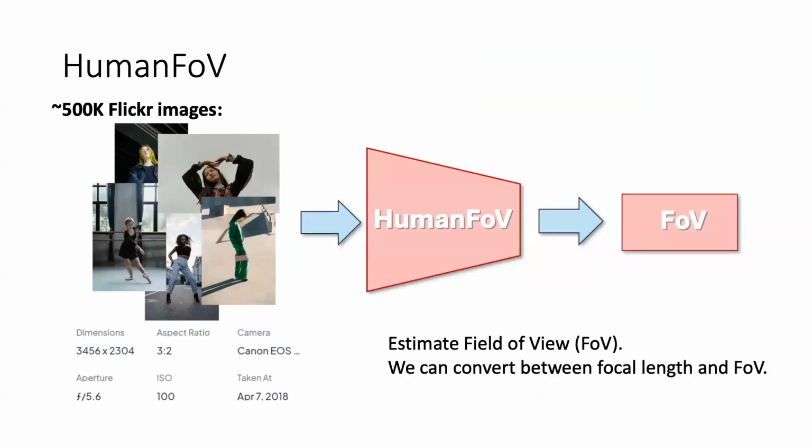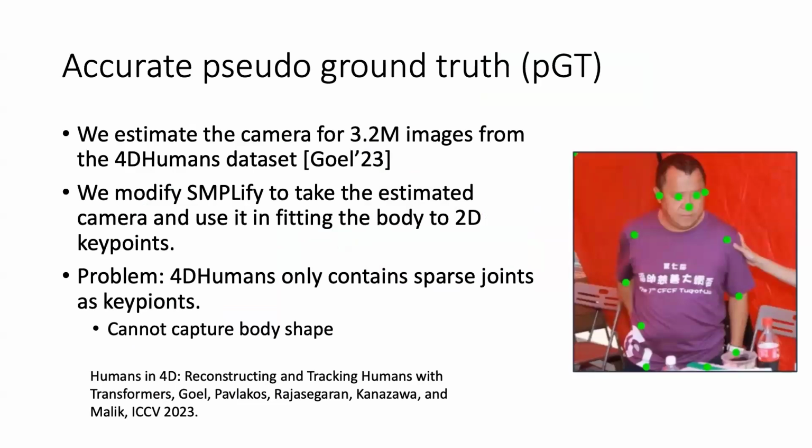To do that, we captured around 500,000 images from Flickr that had EXIF information. We were careful about how we collected this to make sure we had people and good EXIF information, and that images hadn't been edited and so on. Then we trained a regressor to go from a single image to the focal length, or in this case, the field of view of the camera, but we can always convert back to the focal length knowing the sensor size. This we're going to use to get much more accurate pseudo ground truth.